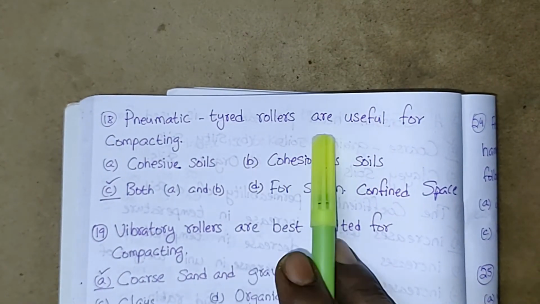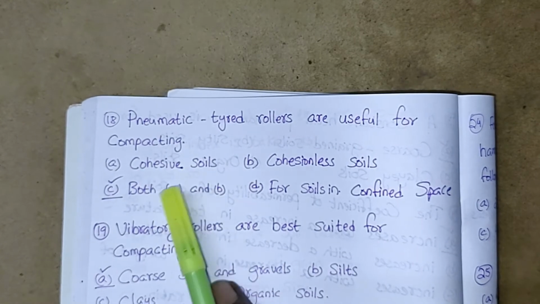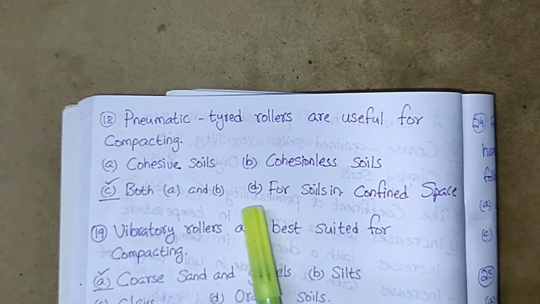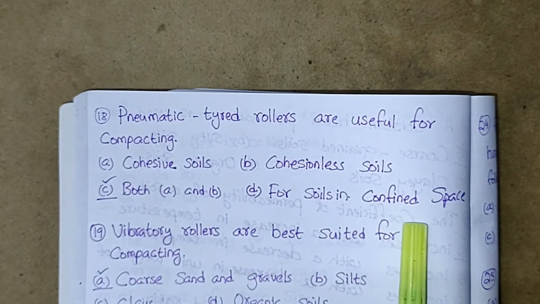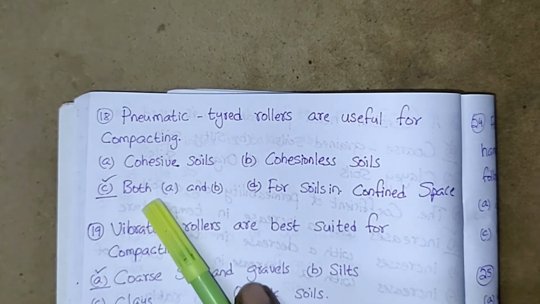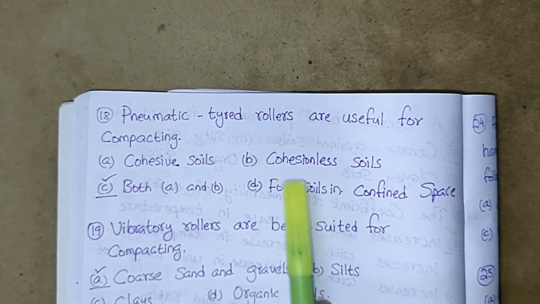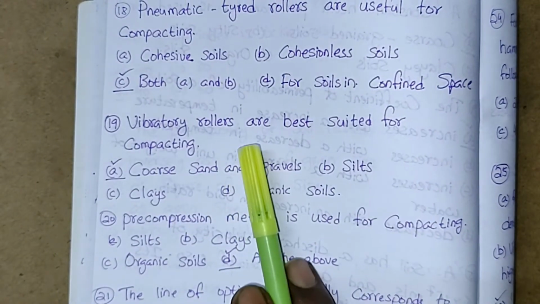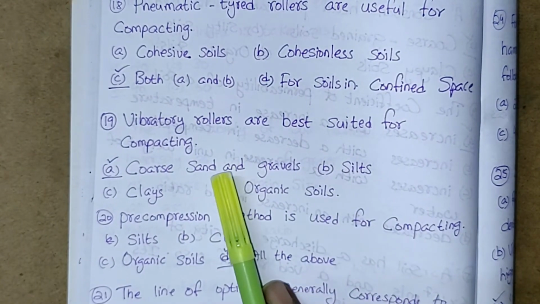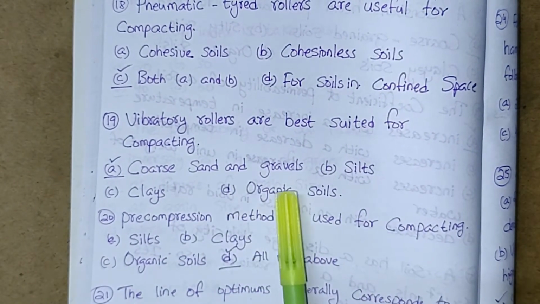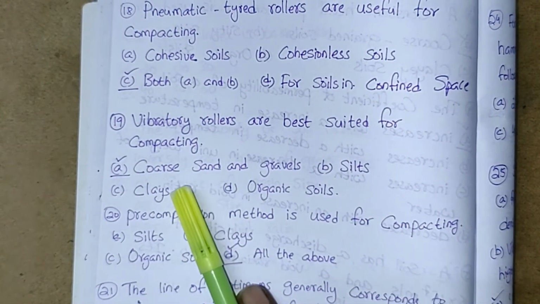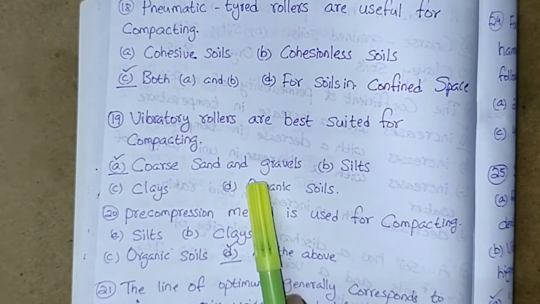Pneumatic tyred rollers are useful for compacting cohesive soils, cohesionless soils, both A and B, soils in confined space. So the answer is both A and B, that is cohesive soils and cohesionless soils. Next, vibratory rollers are best suited for compacting coarse sand and gravels, silts, clays, organic soils. So the answer is coarse sand and gravels.